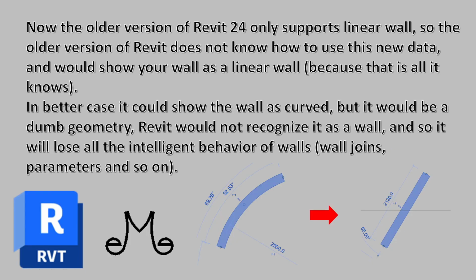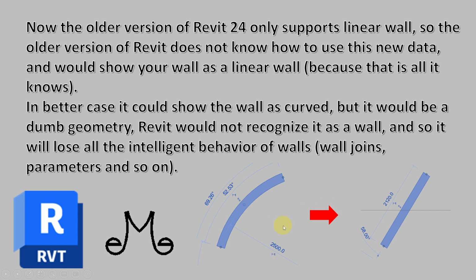And when you want to save this newer version of the wall into the older version of Revit, let's say for our example Revit 24, which only supports linear walls, the older version of Revit doesn't know how to use this new data and would convert this wall to a linear wall, because that is the only thing that it knows. So it would make all your curved walls into linear walls, and that would just destroy your project and your geometry.